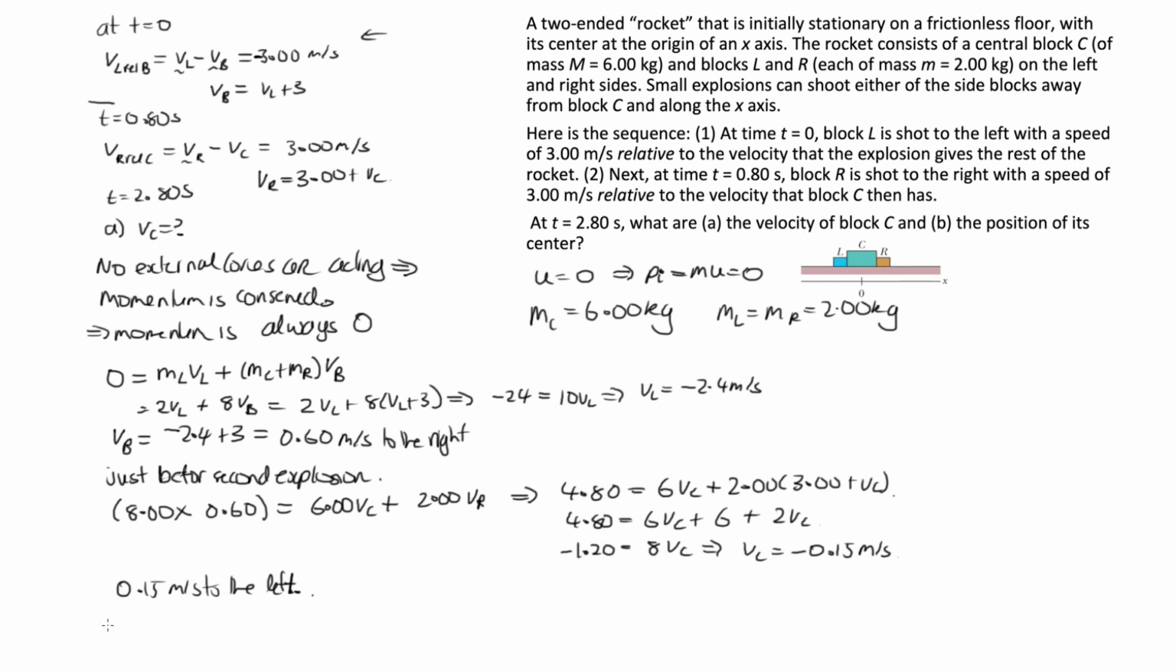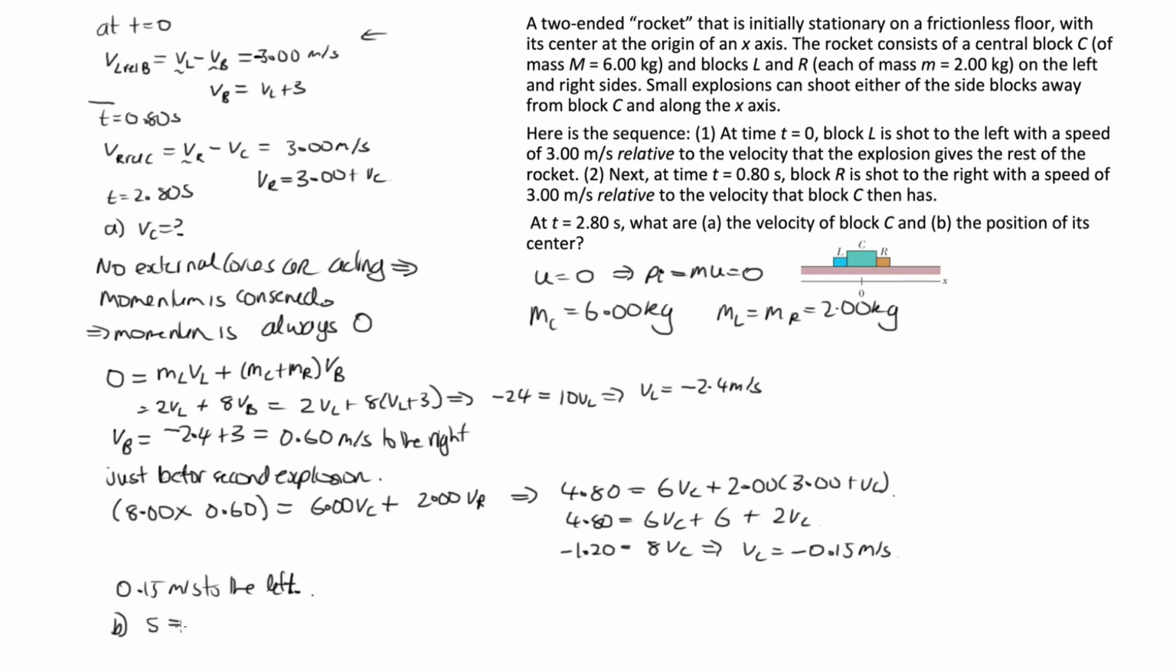Part B asked us to find the position of the center. Now we could consider the center of mass and use that to calculate it, but it's probably faster in this case to just use equations that describe the motion. So we just need to work out how fast the central block is moving and when. So at t equals 0, the central block has this speed vb, which is 0.60 meters per second, and it travels that fast for 0.80 seconds.